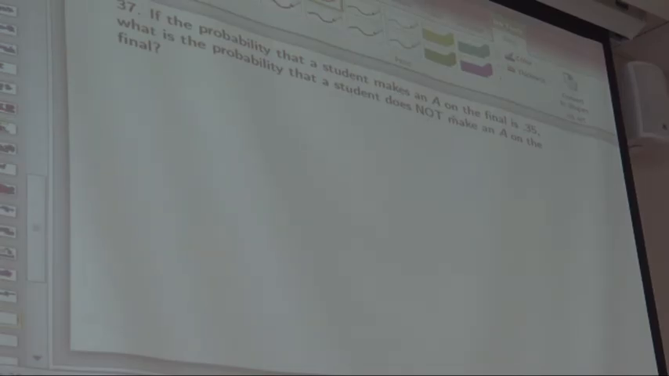The probability of a student making an A on the final is 0.35, and the probability of not making an A is 1 minus the probability of making an A. So that is 1 minus 0.35, which is 0.65. I think it is somewhat obvious. You have a 35% chance to get an A, and obviously not getting an A is the other way, which is 65%.